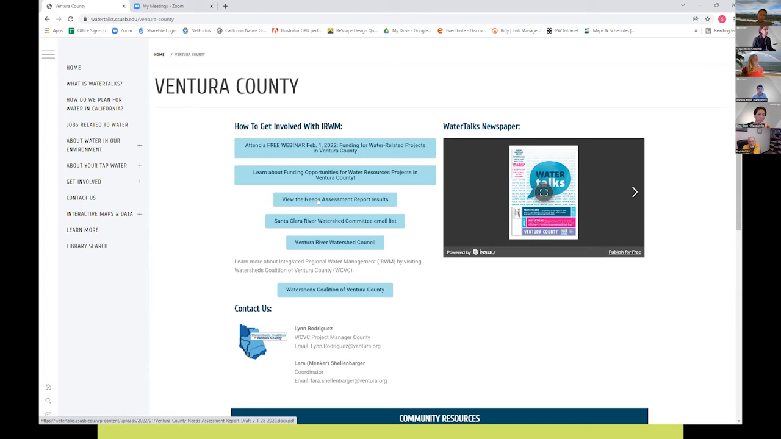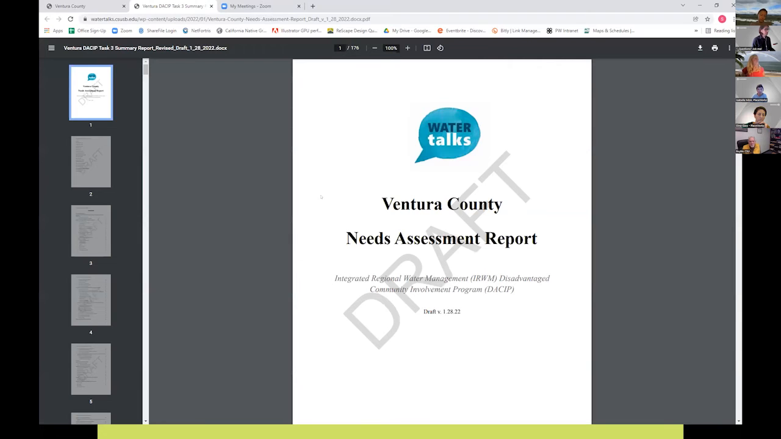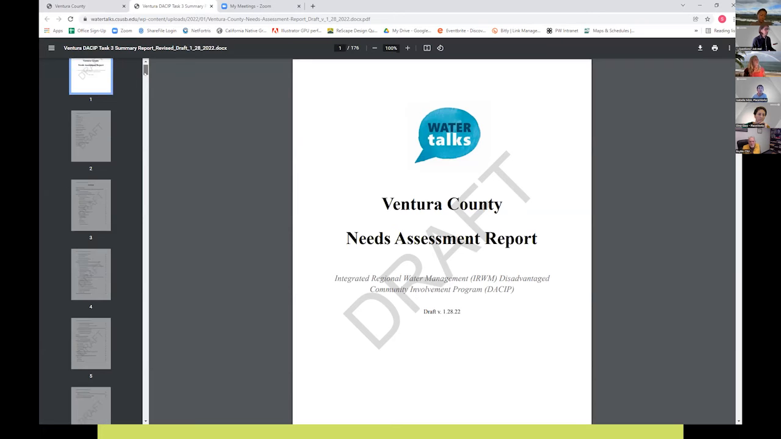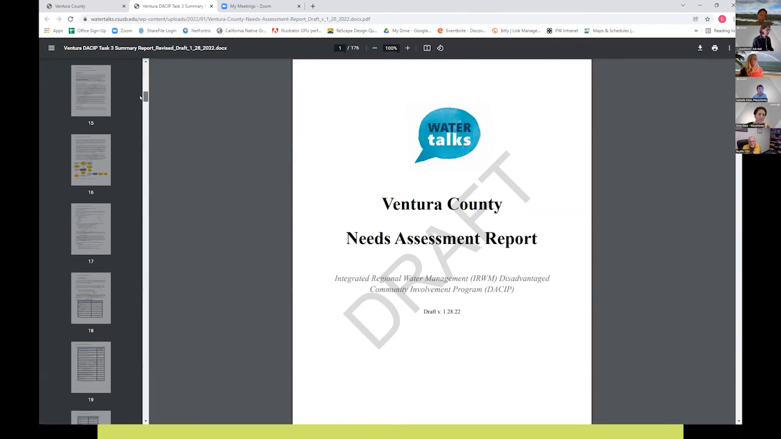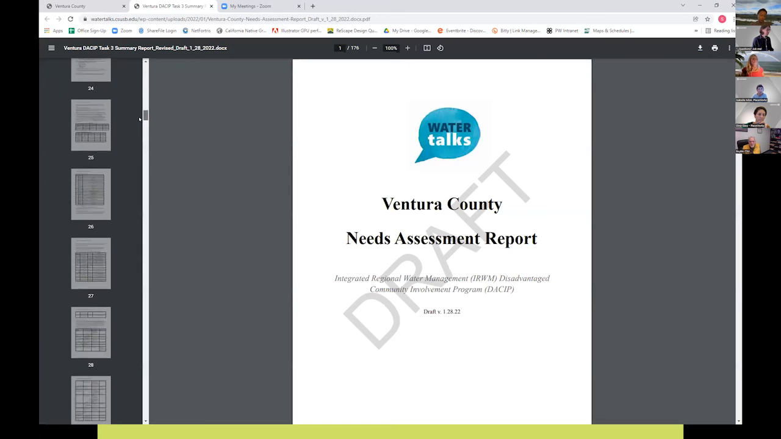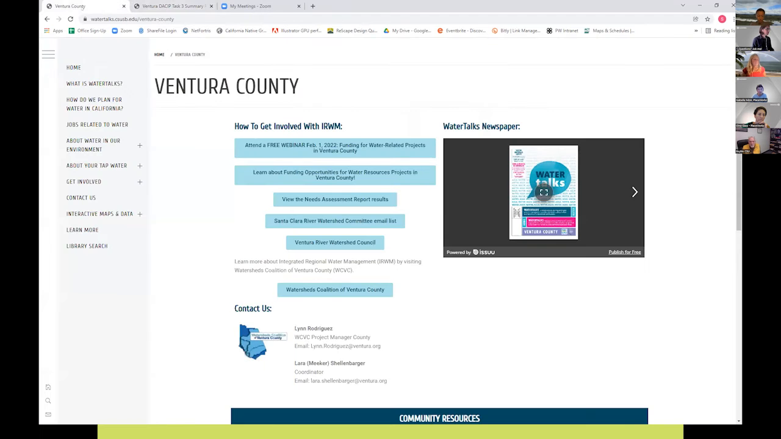It's a long document and it has a lot of raw data in it, but also some good graphic depictions of things. You saw some slides about it today. So we encourage you to take a look at that needs assessment report. You could dive deeper into community responses and the institutions that were interviewed for that.